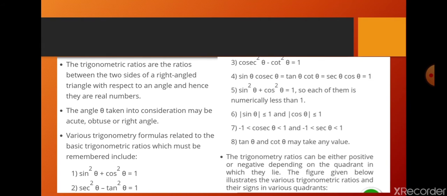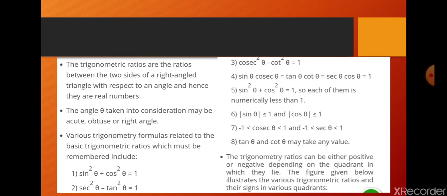Today we are dealing with the session of trigonometric functions. The trigonometric ratios are the ratios between the two sides of a right angled triangle with respect to an angle, and hence they are real numbers. The angle theta taken into consideration may be acute, obtuse or right angle.